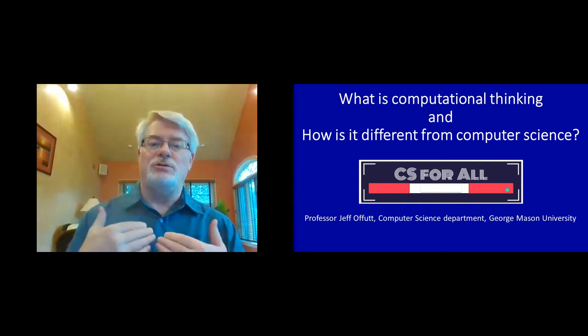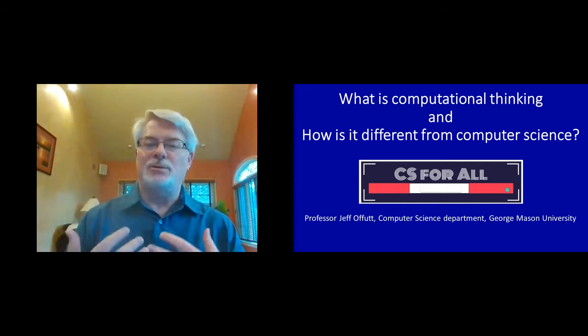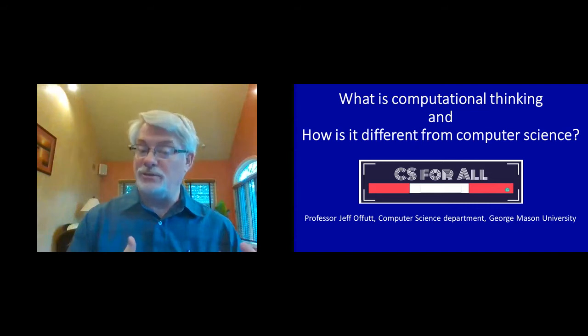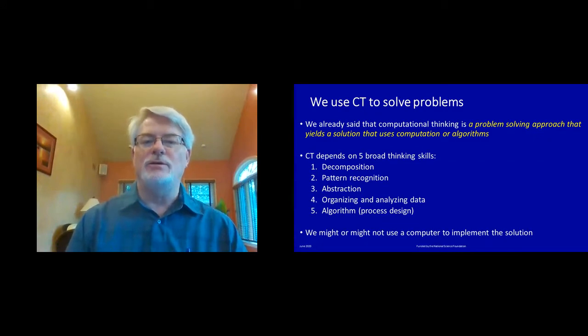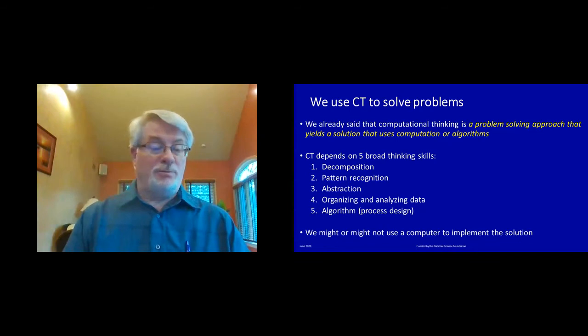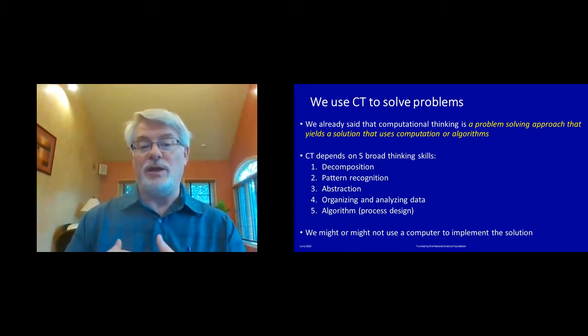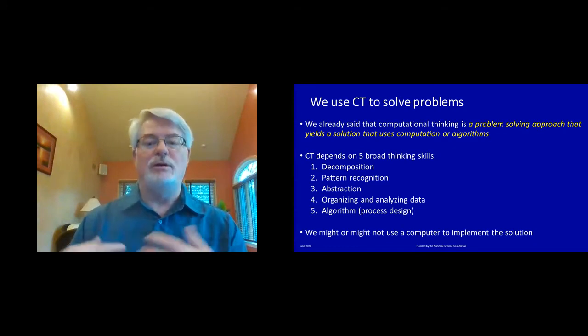I'm going to talk to you just a few minutes about how computational thinking is related to computer science and how it's different from computer science. So we've already gone over these definitions and these terms in the module that computational thinking is a way to solve problems. And we talked about the 5 broad thinking skills. And it's important to note that computational thinking gives us solutions that we may or may not implement on a computer.